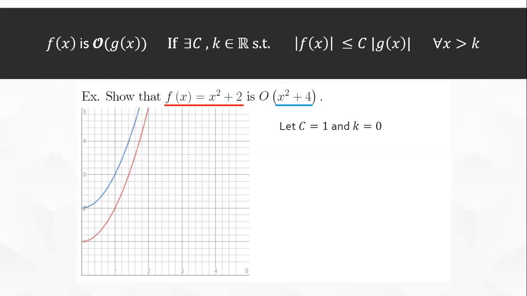As long as I'm past 0 and I have one copy of x squared plus 4, I get that this statement holds true. X squared plus 2 is less than 1 times x squared plus 4. This matches the definition, right? The multiplicative constant I've chosen is 1 because I only need 1 times x squared plus 4. When can I start to guarantee this inequality holds? Anything past 0, as long as the input is greater than 0.